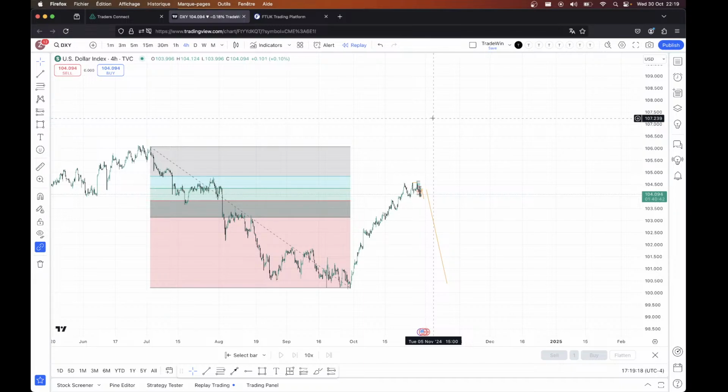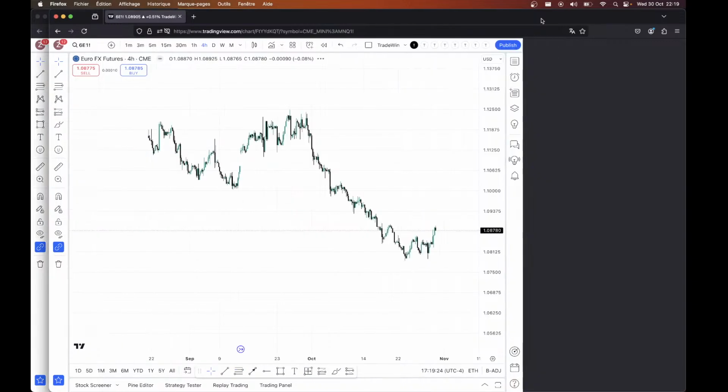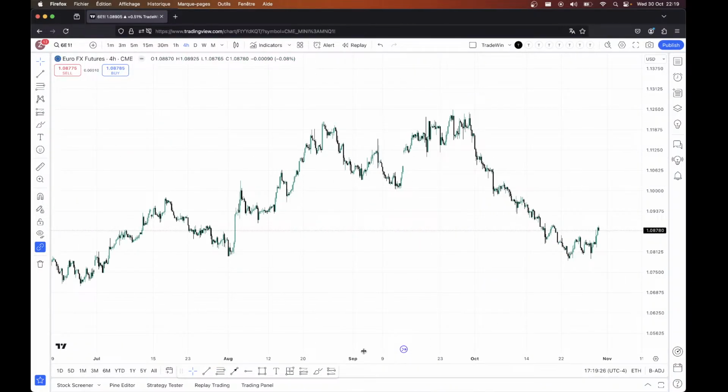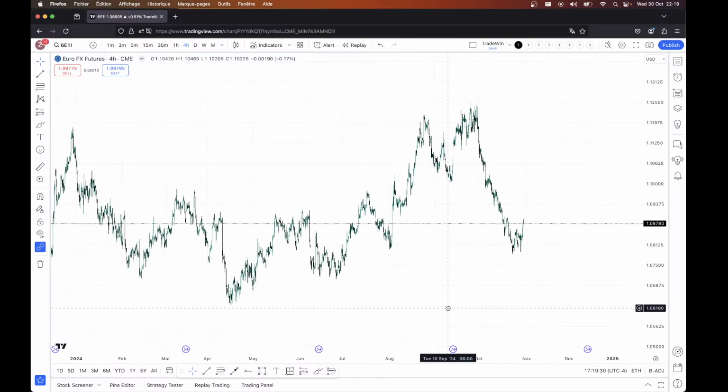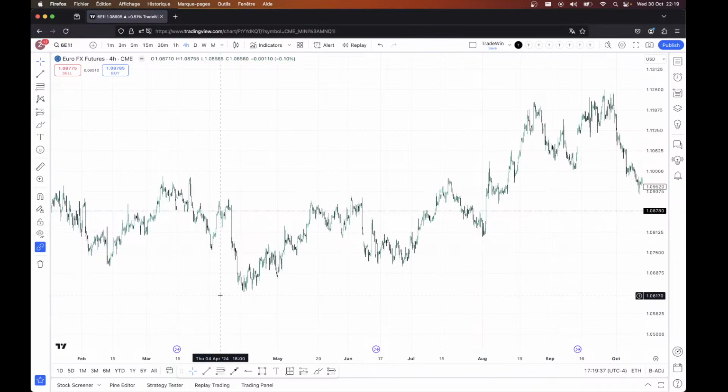But once I did that, I do the same with euro. So let's switch to euro on the 4-hour time frame, which is supposed to be the opposite. Okay, look at that. I'm taking May, April, because that's where we started to see some things. I'm taking here, I go up, up.